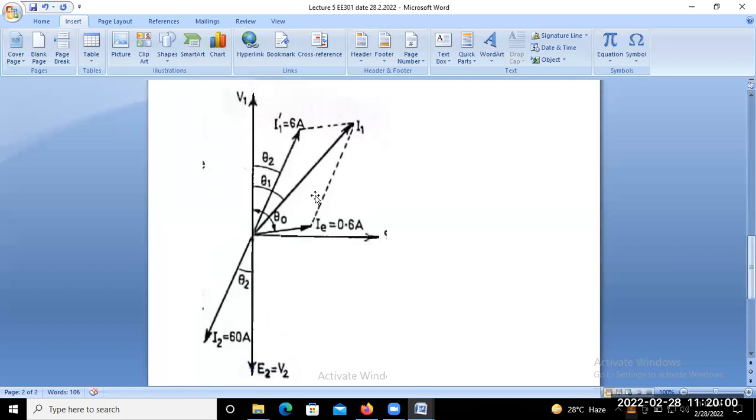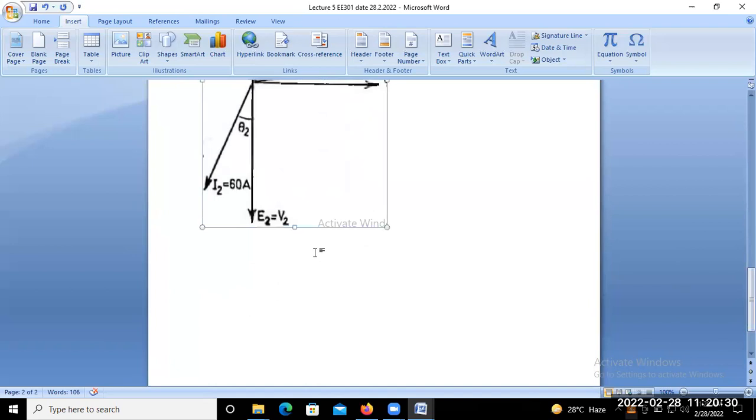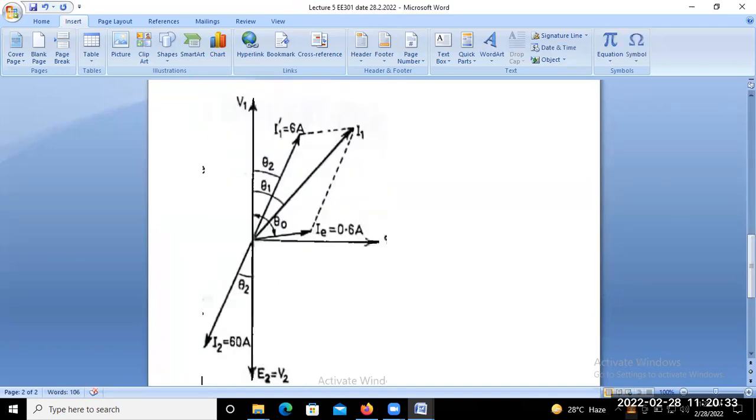Either you will find it using the same formula, square root of I1 square plus IE square. For the no load power factor, the no load power factor is equal to how much? Cos theta 1, that means the angle between the voltage and the primary current. Primary voltage and primary current. You already told me the primary current value. That means I1 is how much? 6.03. Just solve this yourself.